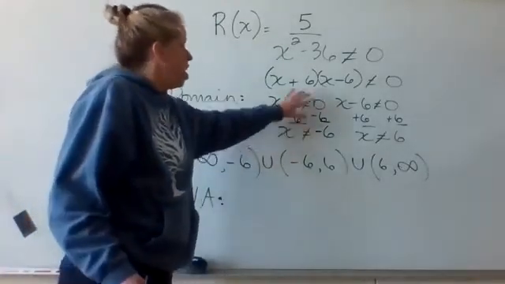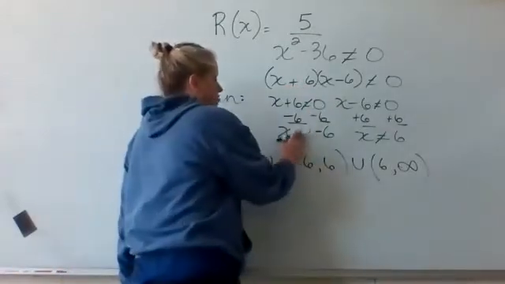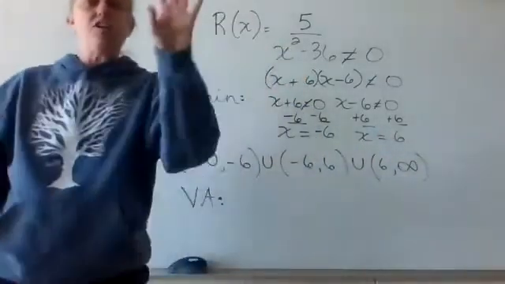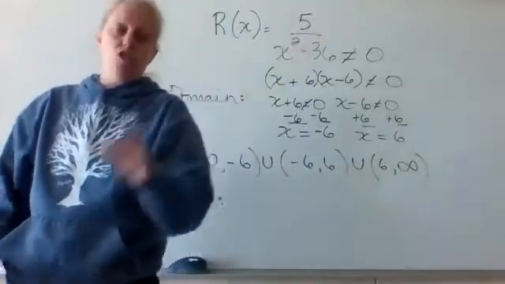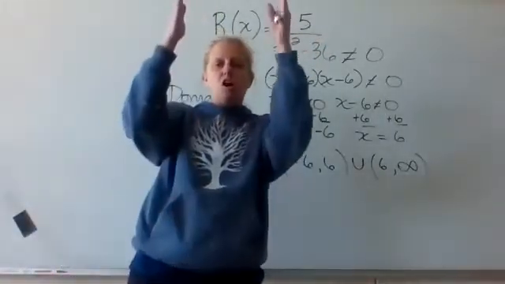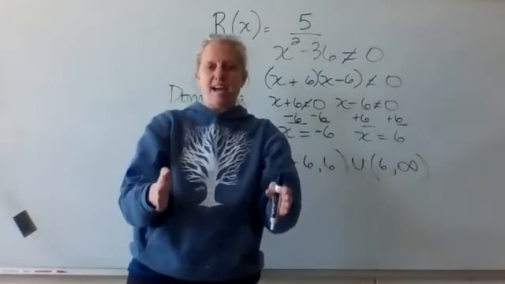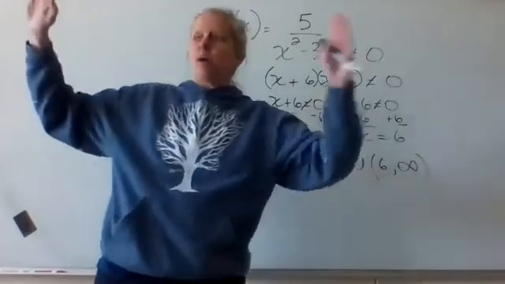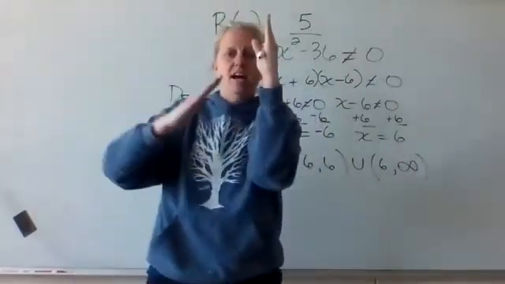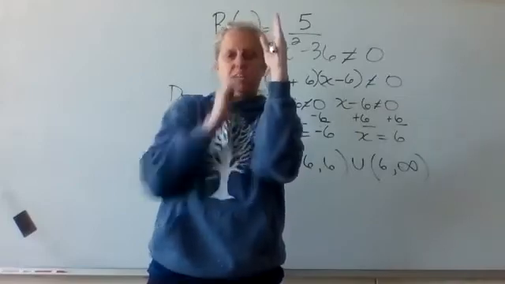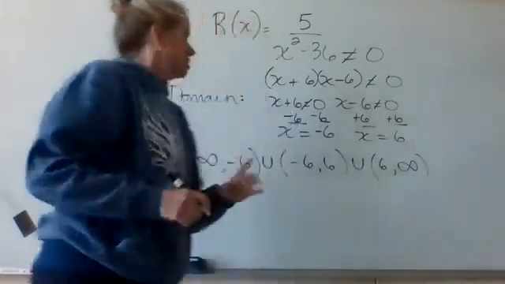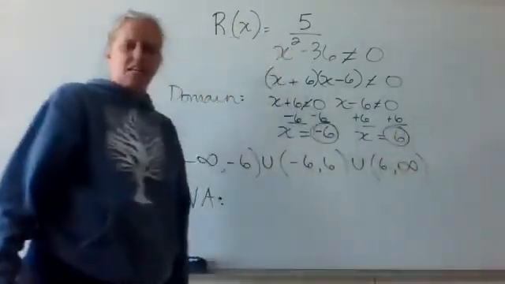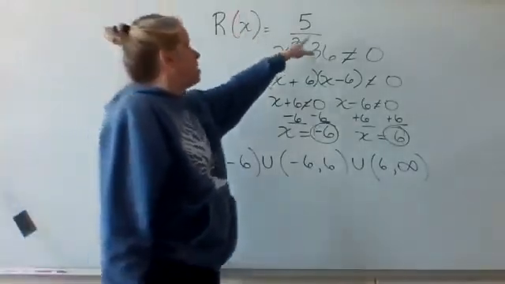Vertical asymptotes also come from zeros of your denominator, as long as they are not also zeros of your numerator. Vertical asymptotes are these dashed vertical lines going through the graph of the rational function. The rational function comes right up next to it, but doesn't cross it. They come from the zeros of the denominator, which are -6 and +6, as long as they're not also zeros of the numerator.